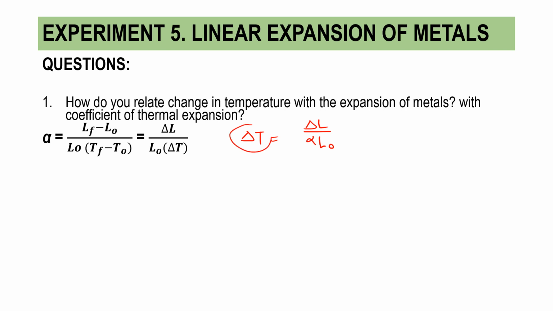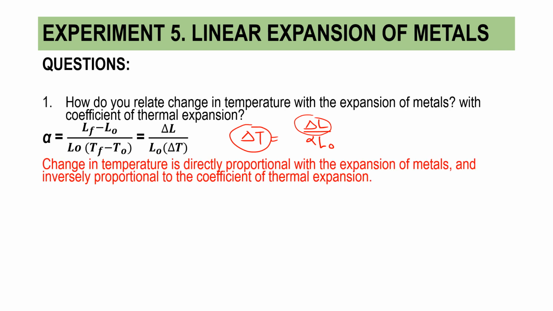So here is the change in temperature. This is the expansion of metals, so we can see that they are directly proportional. So change in temperature is directly proportional with the expansion of metals. And in terms of the change in temperature with the coefficient of thermal expansion, we can see that this is again the change in temperature, and then this is the value of the coefficient of thermal expansion. So we can see that they are inversely proportional.